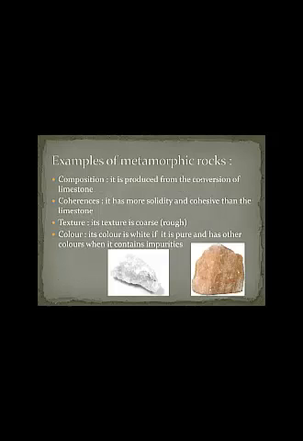There are examples of metamorphic rocks, according to the composition. Marble is produced from the conversion of limestone. In coherence, it is more solid and cohesive than limestone. And the texture is coarse, or we can say rough. In color, it is white if it is pure, or it can be colored if it contains impurities. So we can differentiate between white marble and colored marble according to the purity or impurities in this rock.